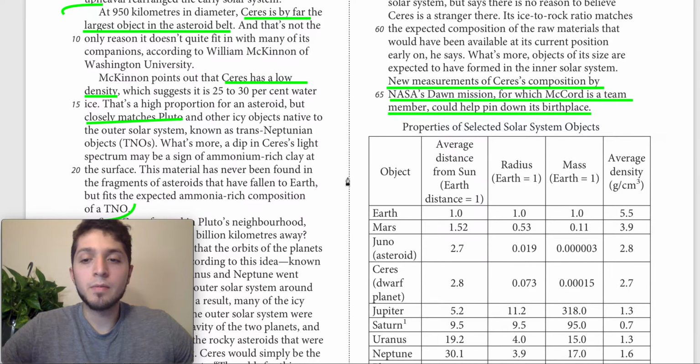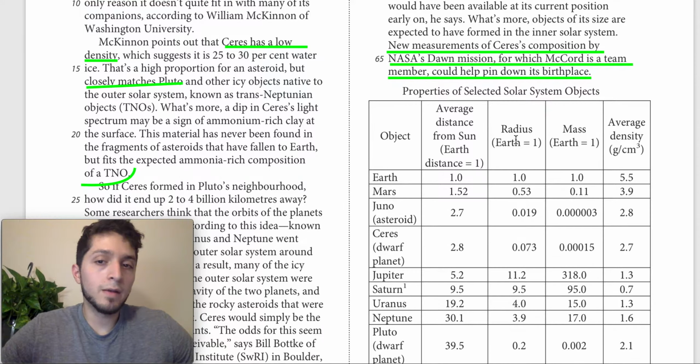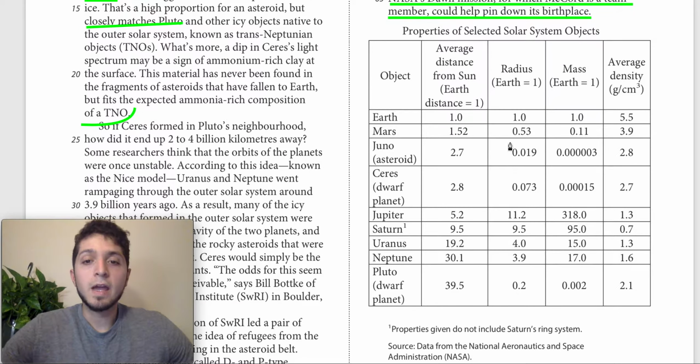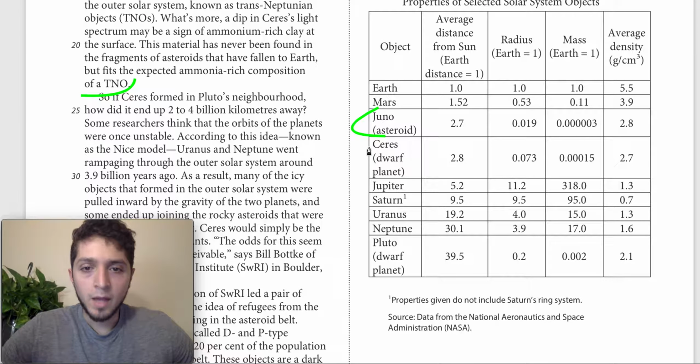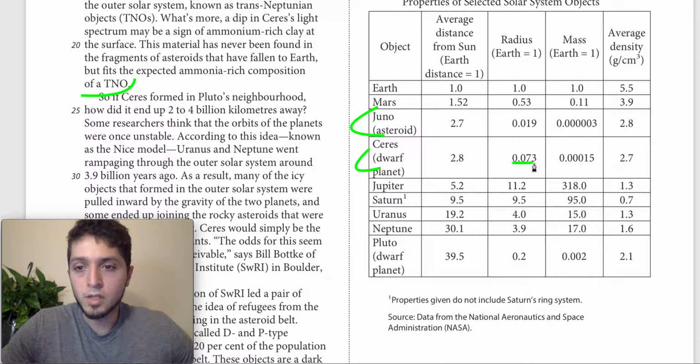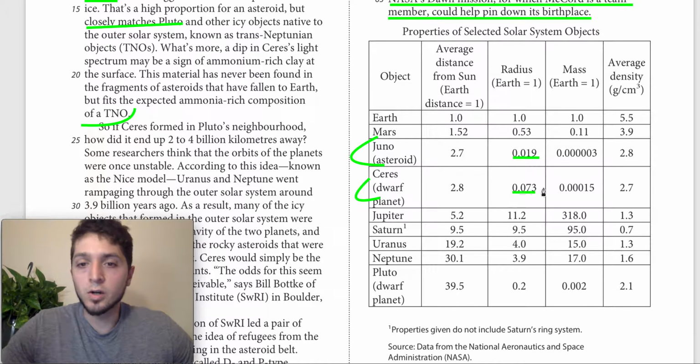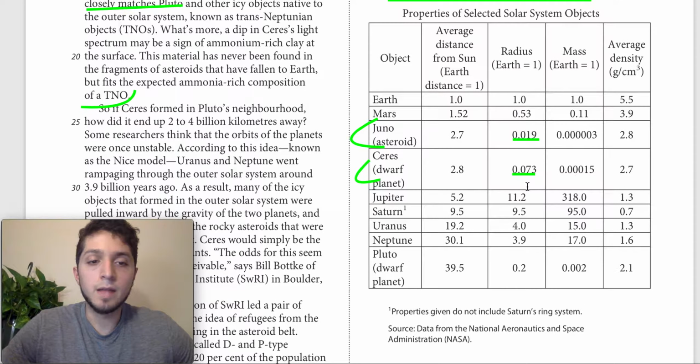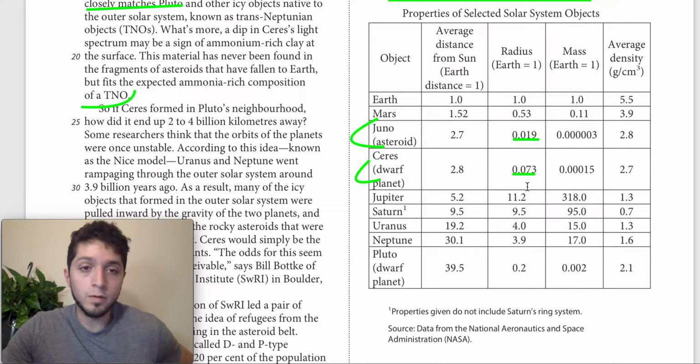So for largest object, I'm going to look at radius. Radius is going to give us the size of it. And we notice there's only two things in the asteroid belt. We have Juno and we have Ceres. Everything else, I think, is not part of the asteroid belt. When we look at radius, we see that Ceres is much bigger than Juno, by far the largest object. So this could be something that we look at. Maybe that's a supporting quality.